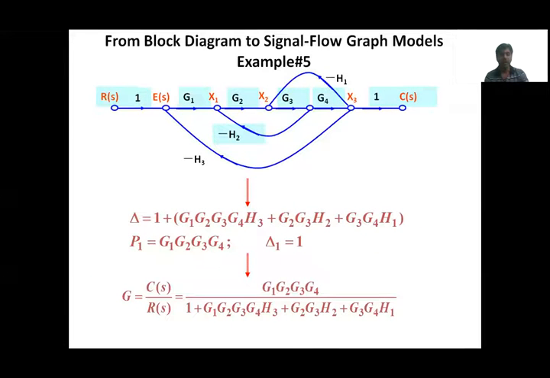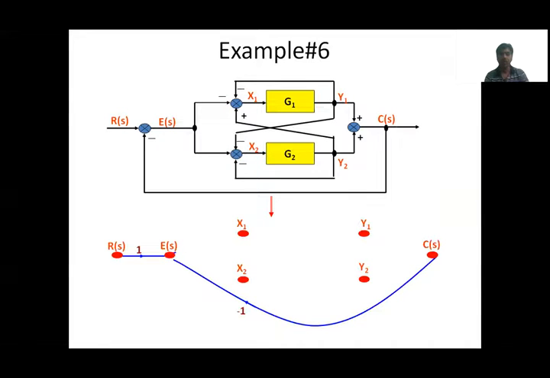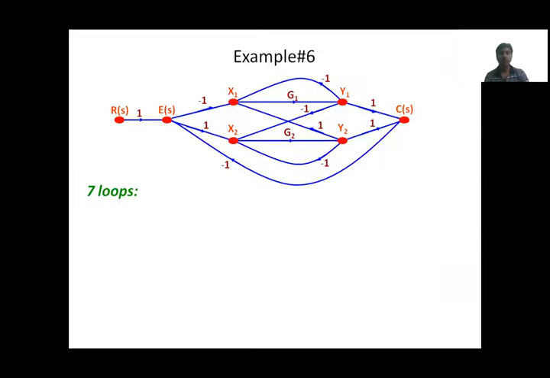Quickly I will go. Simply you just find the first forward path, then loops, individual loops, non-touching loops, then substitute. Finally, we'll get the transfer function like this. This is a little bit complicated, but it's not a problem. First you convert easily into signal flow graph. See, this is converted to signal flow graph. Then easily you can find the forward paths, gains, loops, etc.